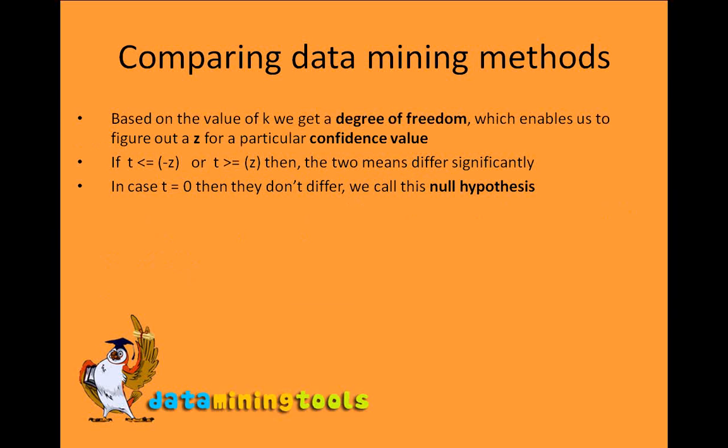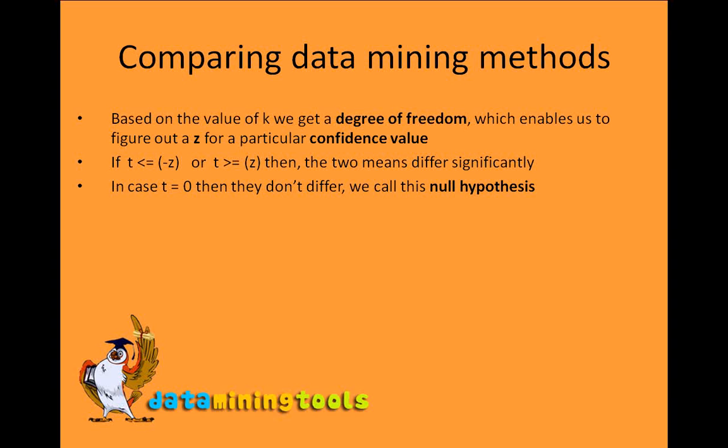Now, based on the value of k, we get a degree of freedom, which enables us to figure out a z for a particular confidence value. So we use a table. The table will depend on our degree of freedom, which in turn depends on the value of k, and based on the value from the table, we can conclude whether the two algorithms are different or not.